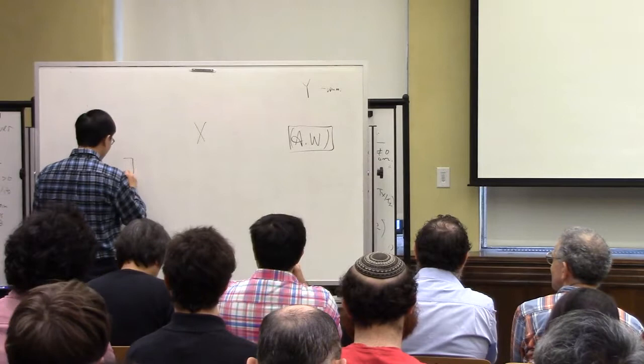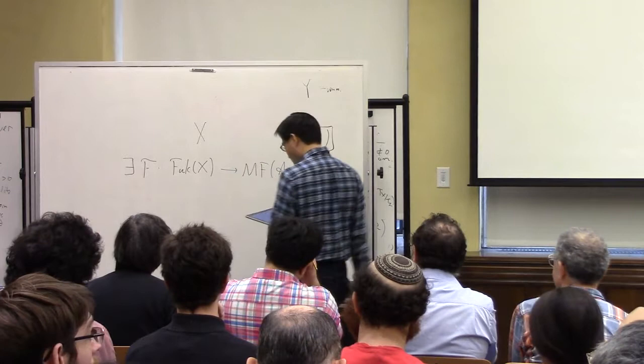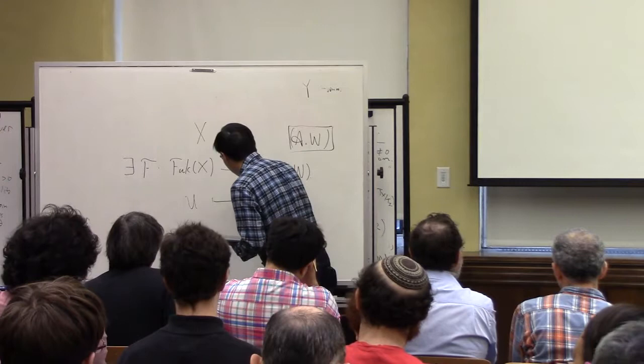Yeah. And then there always exists a mirror functor. So this is a very natural mirror functor from the Fukaya category of X to the category of matrix factorizations of this non-commutative Landau-Ginzburg model, W. And then, given a Lagrangian L, what you consider is the Floer theory of L deformed by b, with W.